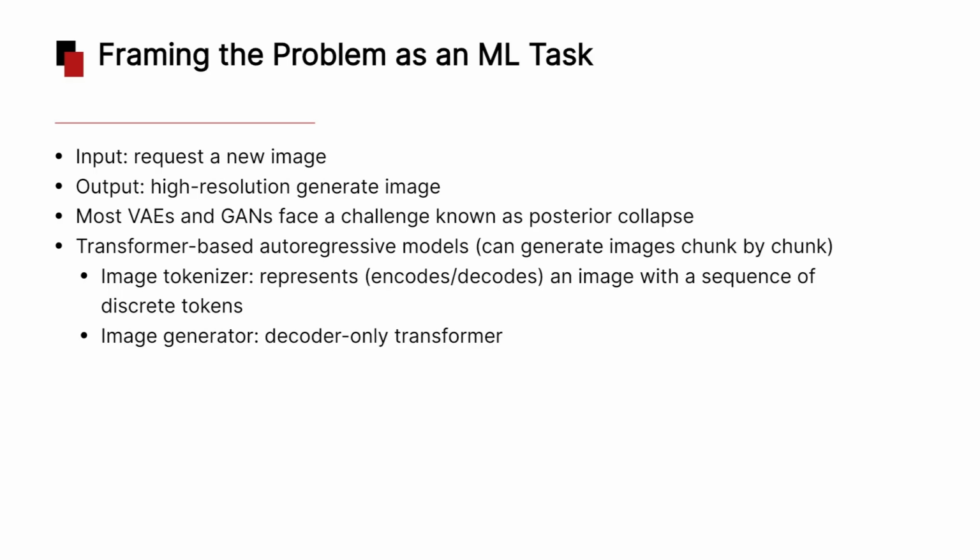Techniques such as vector quantization or patch-based encoding break down the image into smaller units, tokens, each represented by a discrete code. This representation enables the use of transformer models that naturally handle sequence data. The image generator component is usually a decoder-only transformer, which autoregressively predicts each next token in the sequence based on all previous tokens. This architecture effectively models the conditional probability distribution over image tokens, generating realistic images step by step.